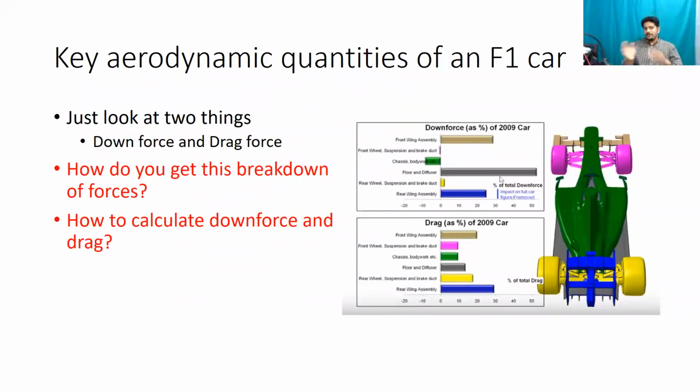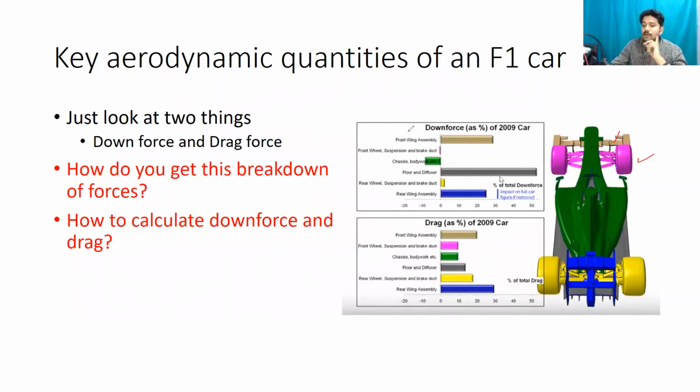Now, from an aerodynamics point of view, what are the types of data that you can obtain using a CFD simulation? This is a 2009 car model. I think I just got this picture from the internet. It's a very interesting picture, but this is the level of data that CFD can give you if you do it correctly. For example, these are some of the parts: you have the front wing assembly, your front wheel suspension, your chassis bodywork, and so on. All these parts are given a color.